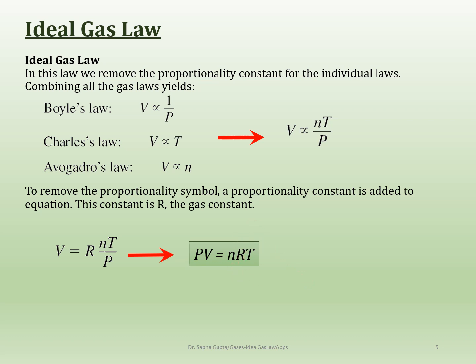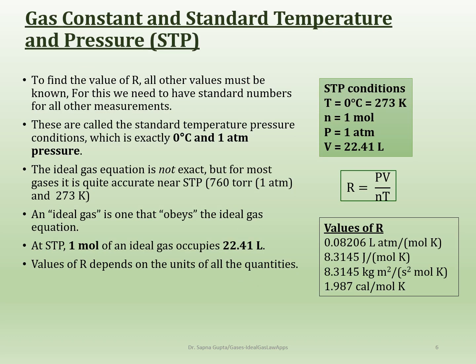But then the question is, what is R? For R, you need to calculate that, and to calculate the value of R, you need to know all the other values. So remember, PV is equal to nRT. So if you want to find R, it is PV over nT, which means you need to know all of these values.